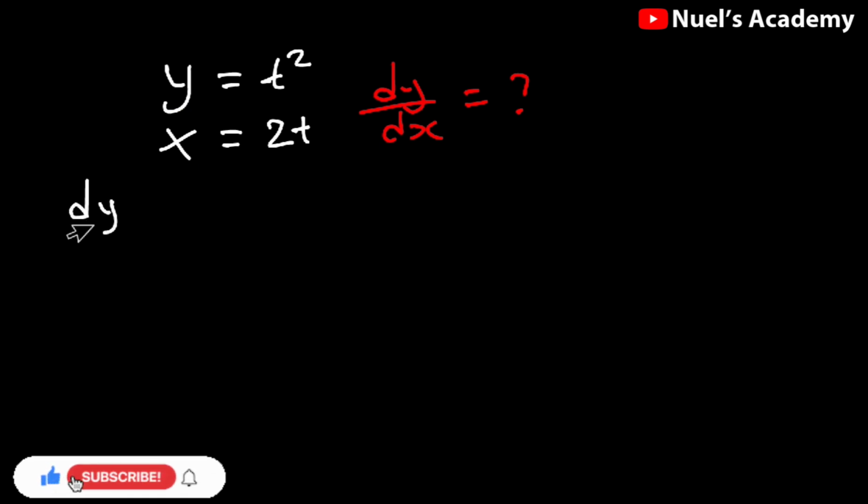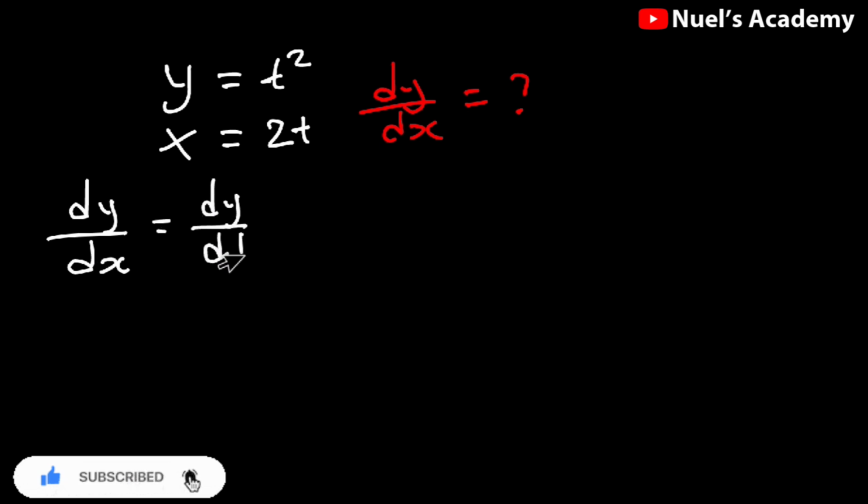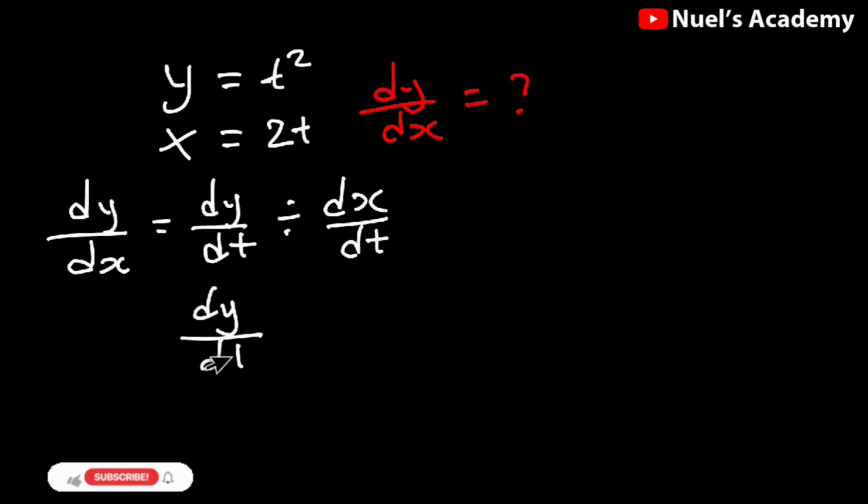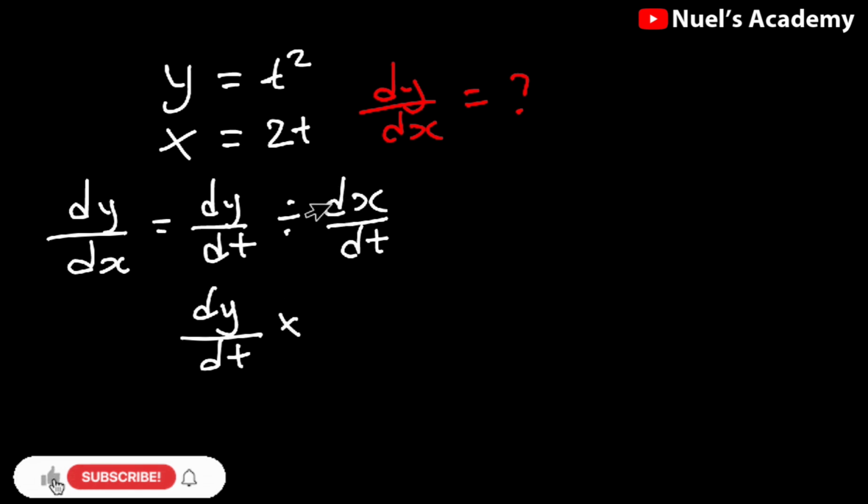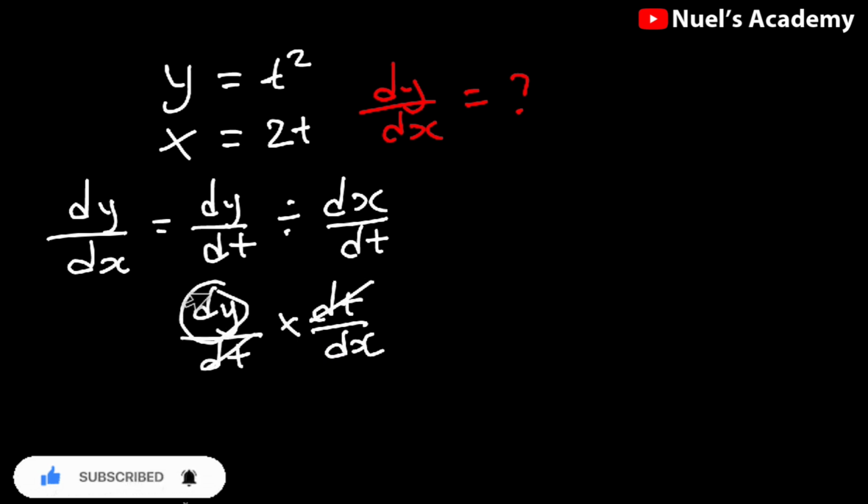First, to find dy/dx, it is given by dy/dt, which is the derivative of the first function y equals t squared, divided by the derivative of the second function x equals 2t, which is dx/dt. Now, how do you know that this arrangement is correct? Let's simplify this. We have dy/dt multiplied by, if you take the inverse of this, dt/dx. Now this dt and this dt will cancel. We'll be left with dy/dx, which is what we have here.